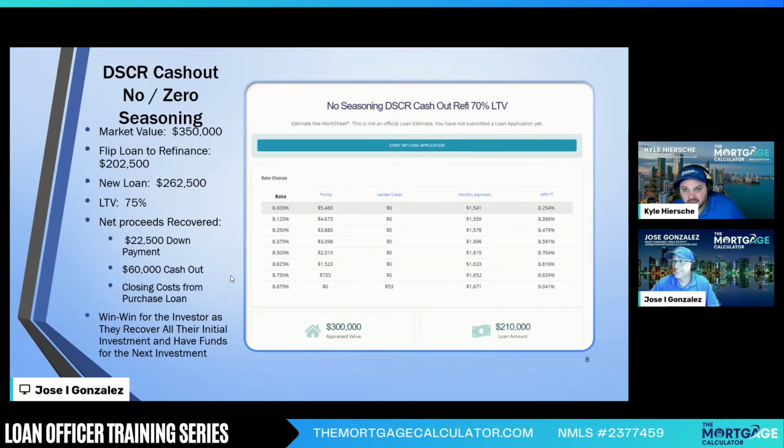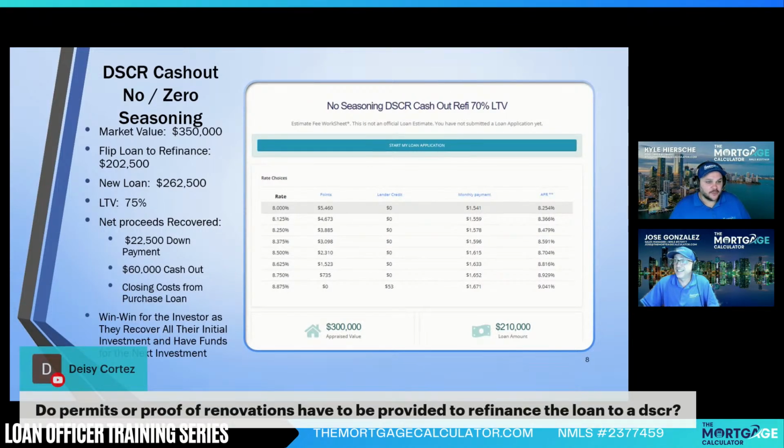So I do see that we have some questions there. Let's check it out. I see one question, I think. The question is, do permits or proof of renovations have to be provided to refinance the loan into a DSCR? Well, not exactly, but you're going to have to have a property that's complete. You would not be able to refinance an incomplete renovation into any type of loan other than into another renovation loan because property condition would not allow you to close.